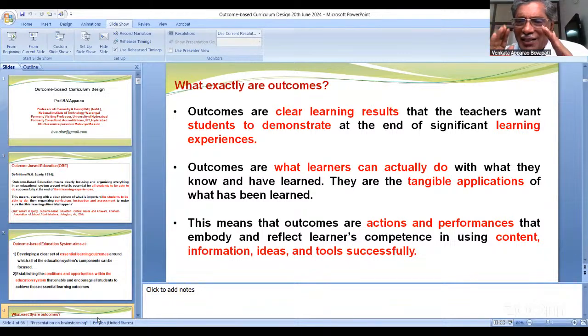Outcomes are clear learning results that, as teachers, we want the students to demonstrate at the end of significant learning experiences. Outcomes are what learners can actually do with what they have understood, what they have learned. They are the tangible applications of what has been learned. That means outcomes are actions and performances that enable and reflect the learner's competence in using the content, ideas, information, and tools successfully. This is what we understand by learning outcomes.